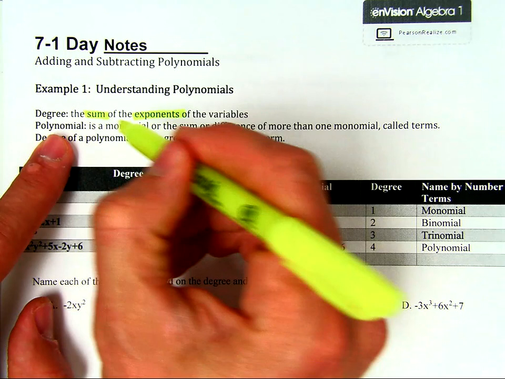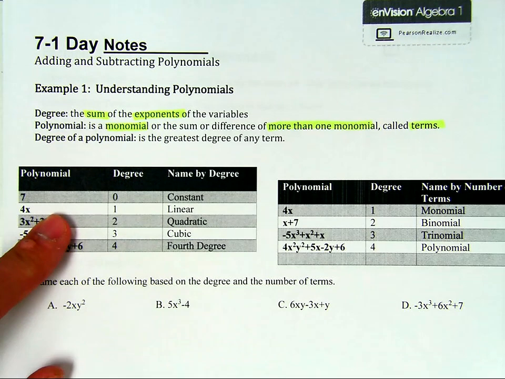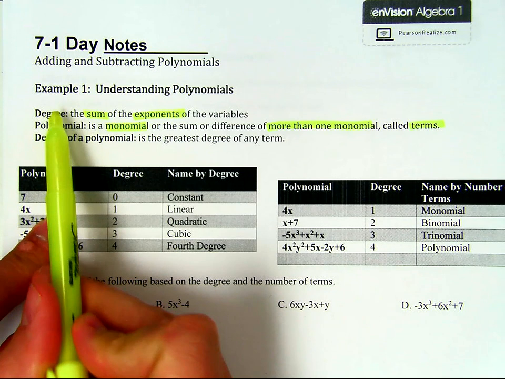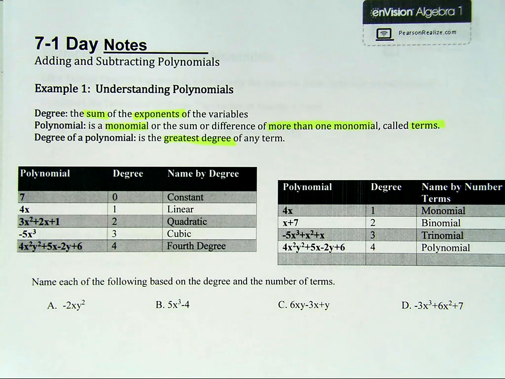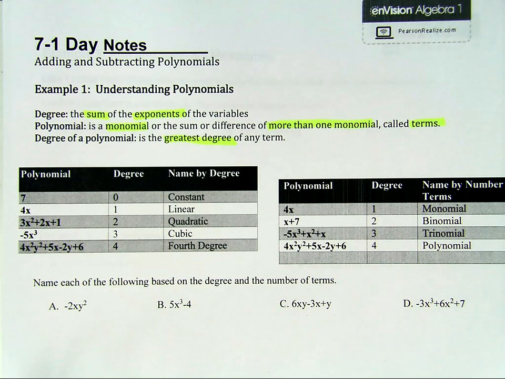Now a polynomial is a monomial, all right, we'll talk about that down here, or the sum or difference of more than one monomial called terms. So when we talk about the degree of a polynomial, it is the greatest degree of any of the terms.